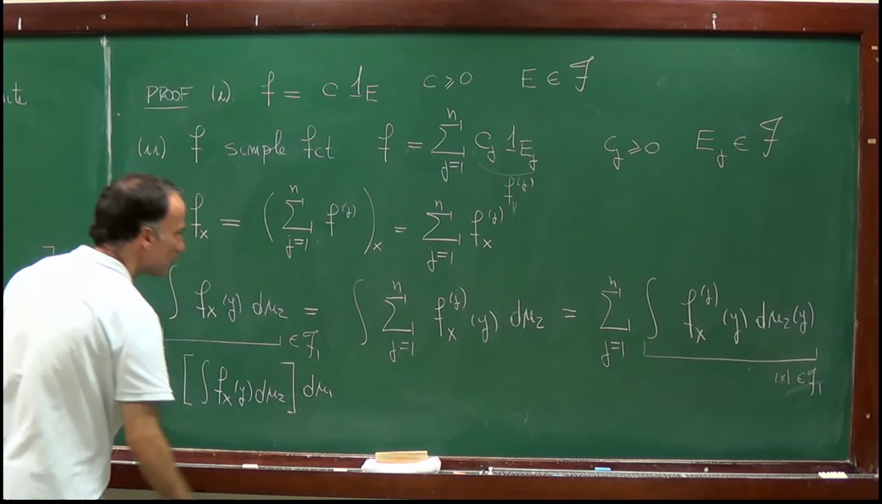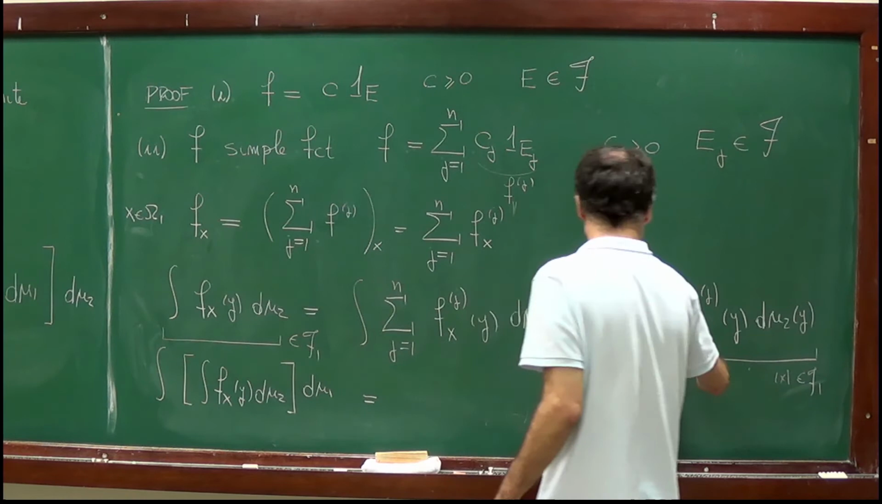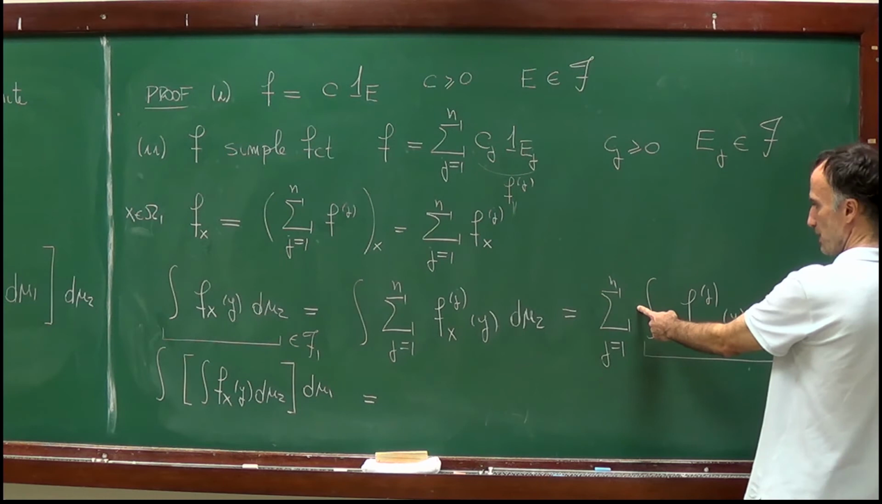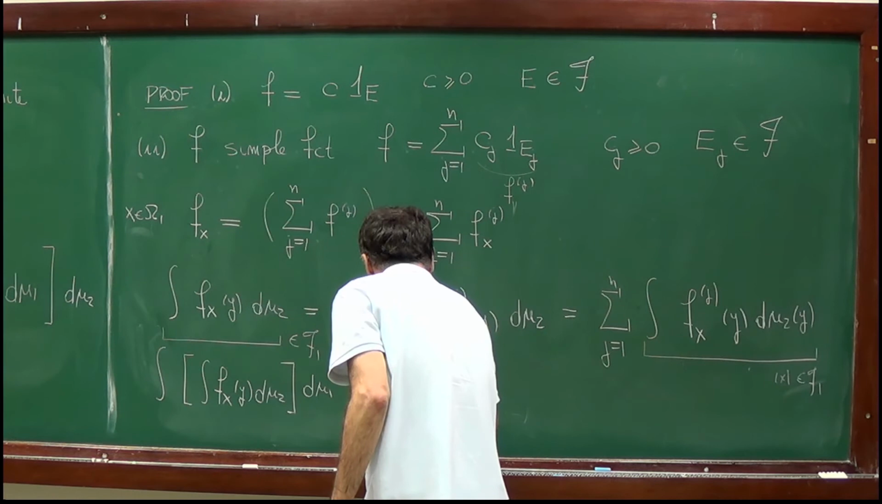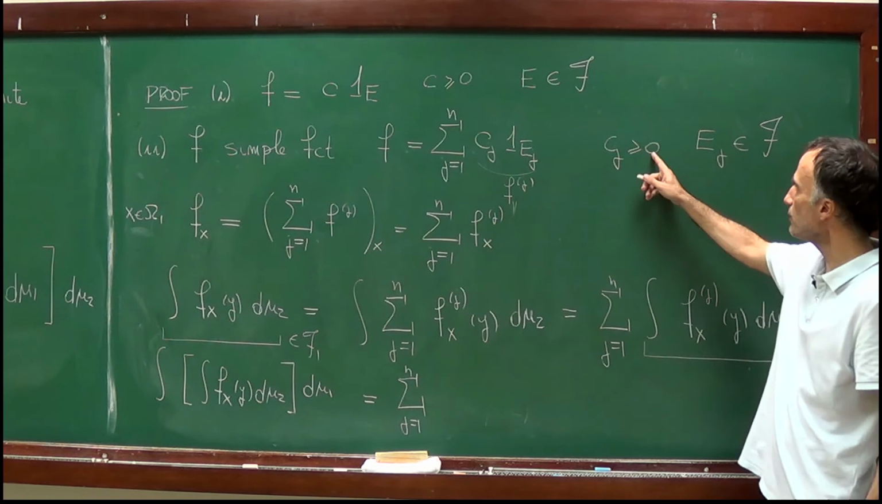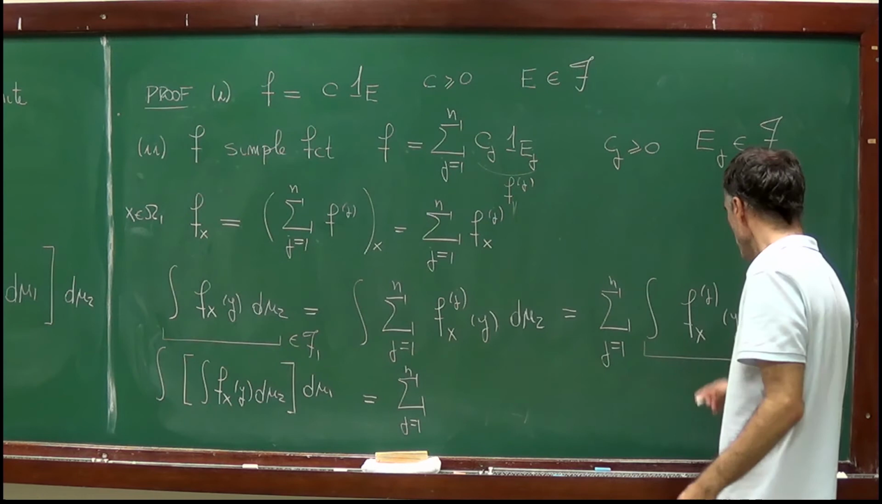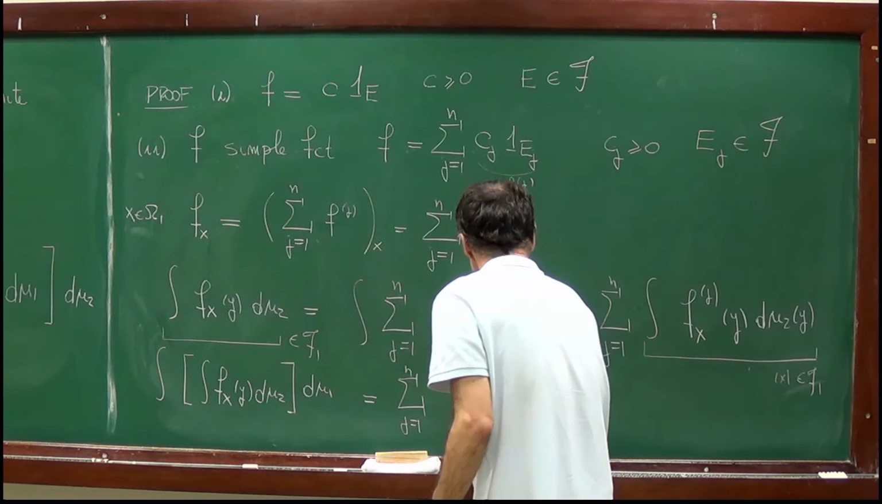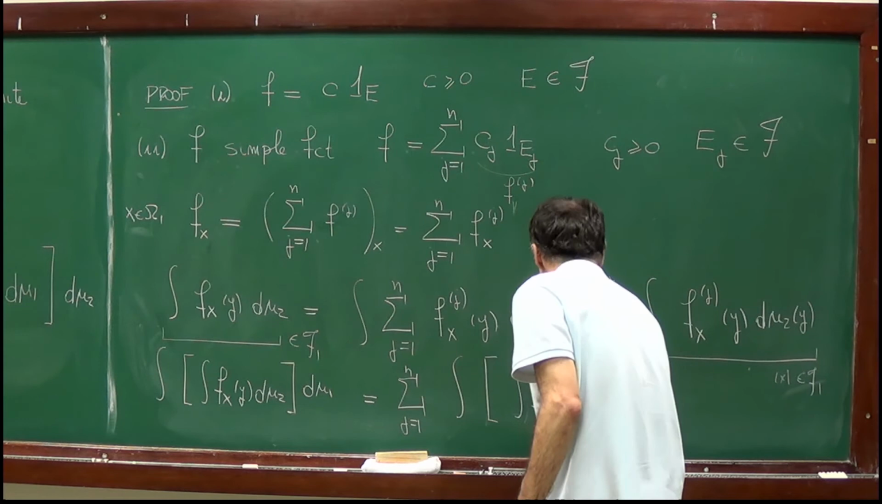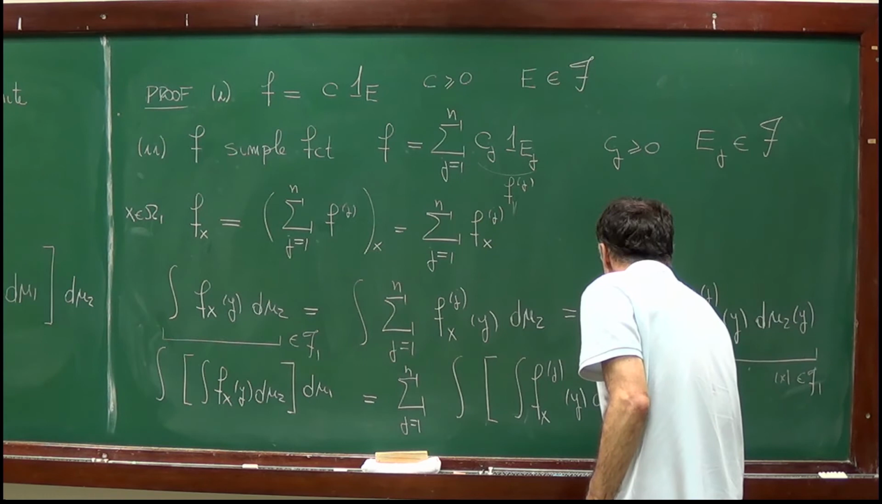Right, so since this function is equal to that one, I will integrate this function with respect to mu1. Let me use linearity to get the sum outside the integral. These functions are all non-negative because C, J is non-negative and these are indicators. So they are all non-negative, the integral is non-negative, so I can exchange the finite sum with these expressions. And here I get the integral with respect to mu1 of the integral of f_j, x, y d mu2(y), d mu1.